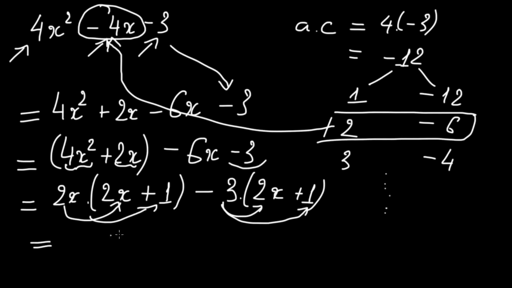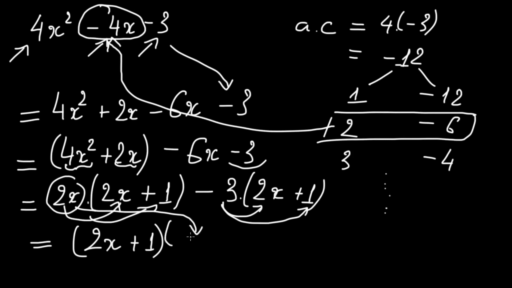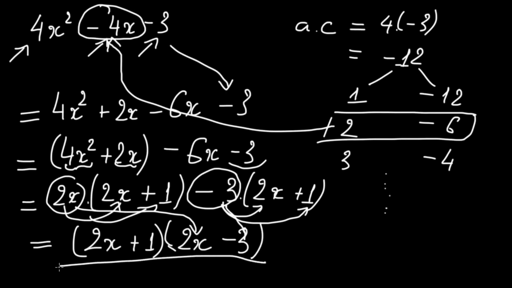Now you see 2x plus 1 is a common factor. We put it right here, right? And then anything standing right before the 2x plus 1, you just put it down right here. This term 2x right here. And then any term before the 2x plus 1 here, you put it down. Minus 3. That's it. So this is the final answer for this question.